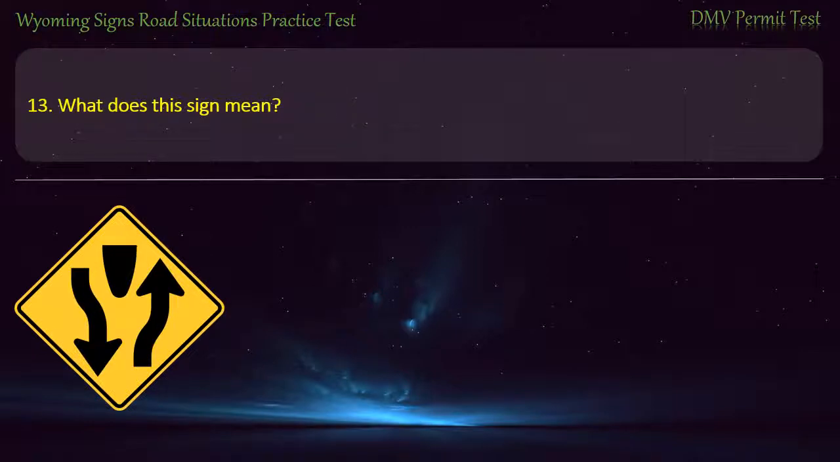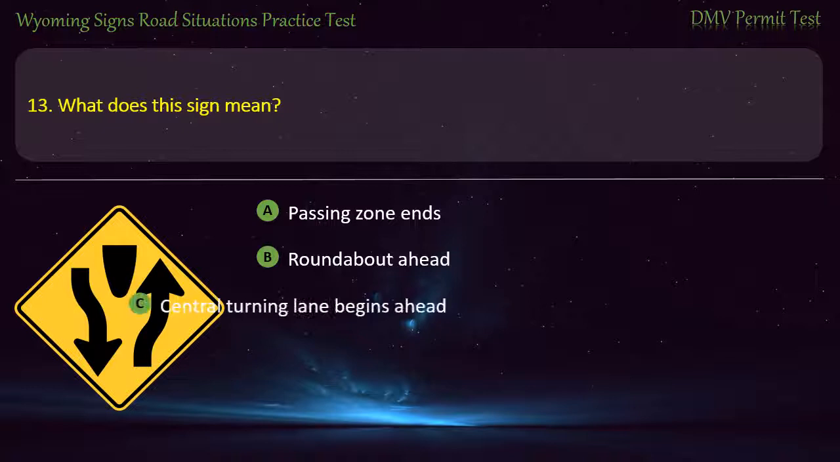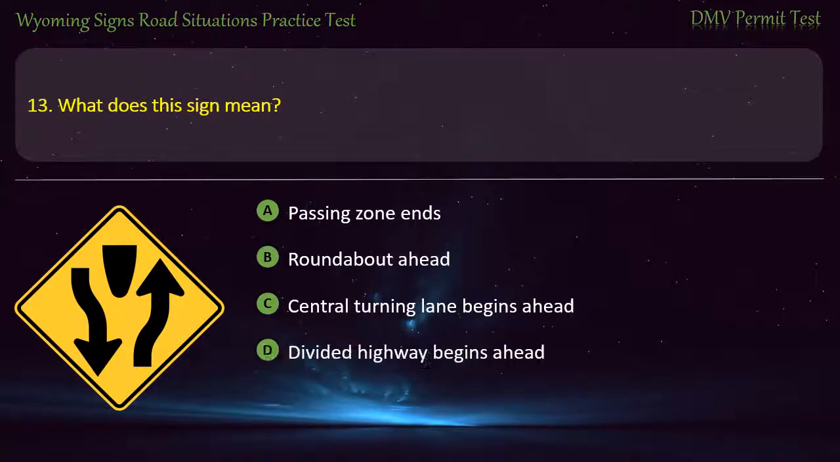Question 13. What does this sign mean? Passing zone ends. Roundabout ahead. Central turning lane begins ahead. Divided highway begins ahead. Answer. Divided highway begins ahead.